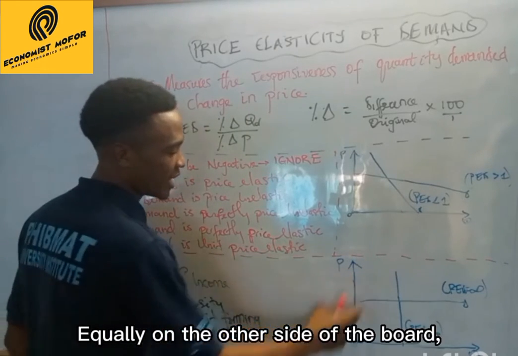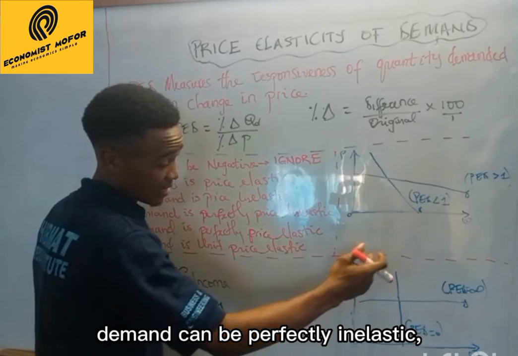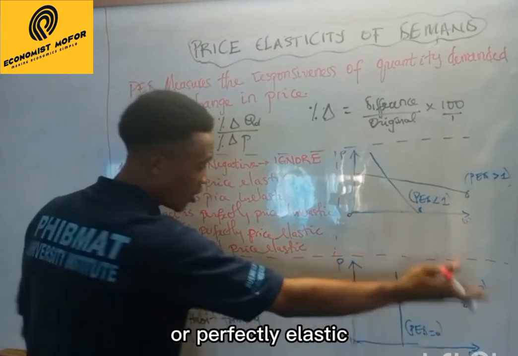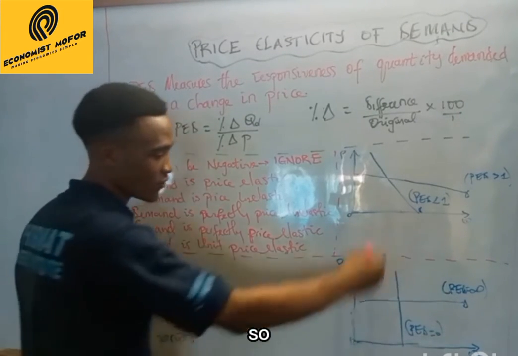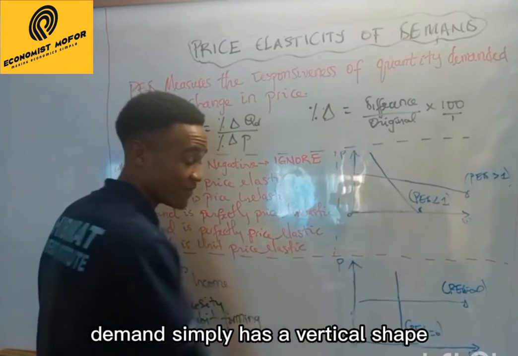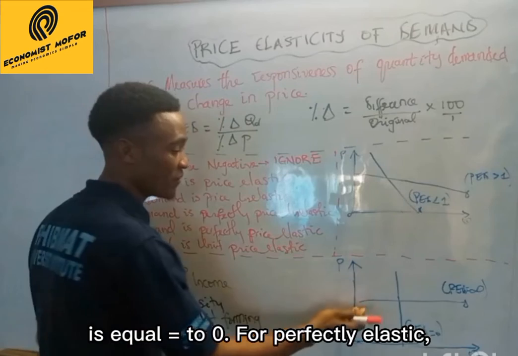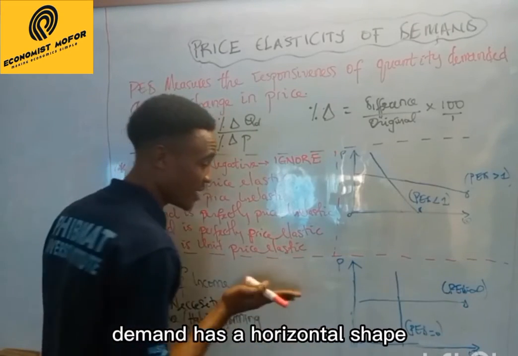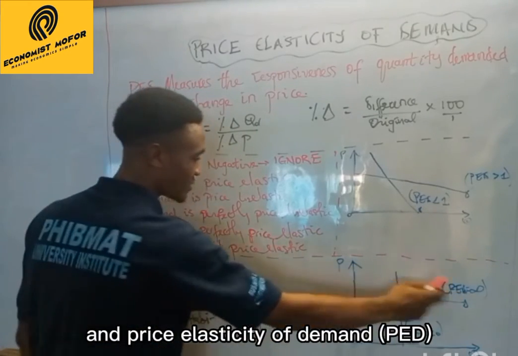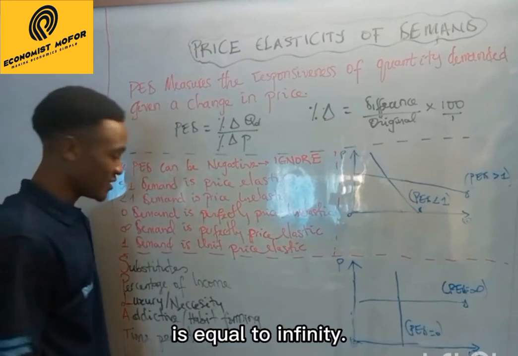Equally, on the other side of the board, demand can be perfectly inelastic or perfectly elastic. For perfectly inelastic, demand simply has a vertical shape, and price elasticity of demand is equal to 0. For perfectly elastic, demand has a horizontal shape, and price elasticity of demand is equal to infinity.